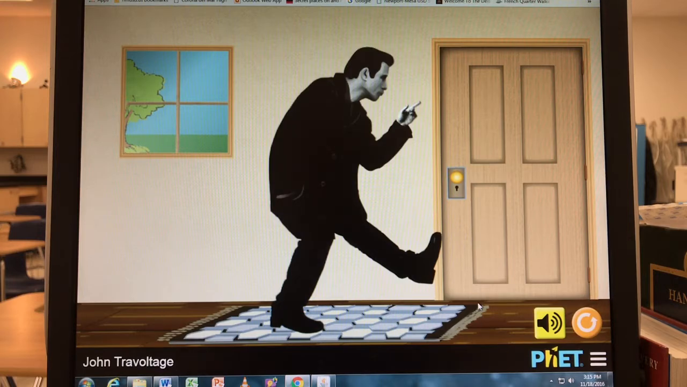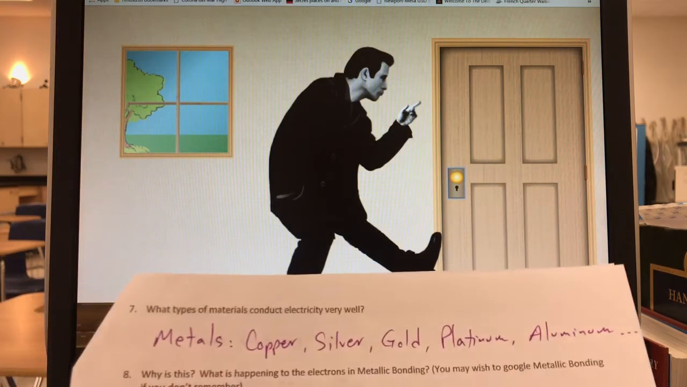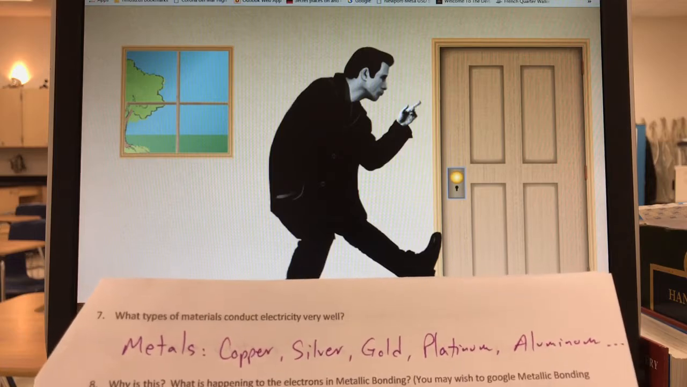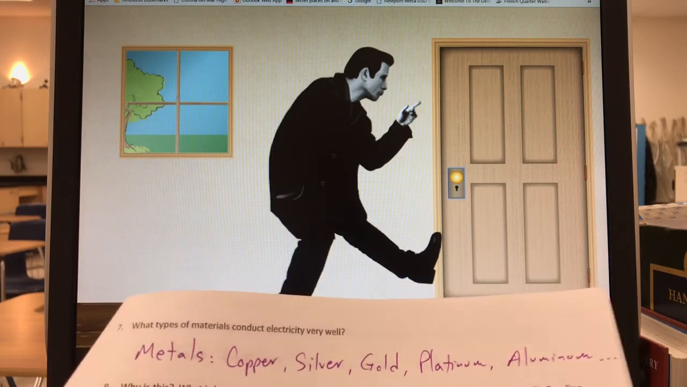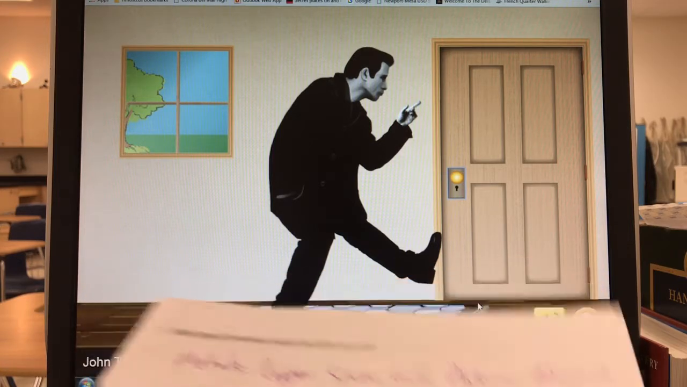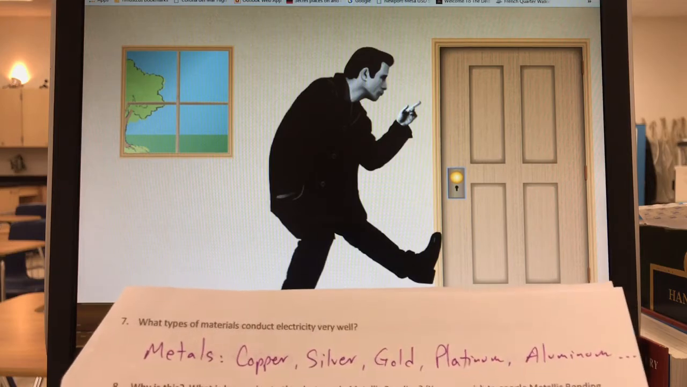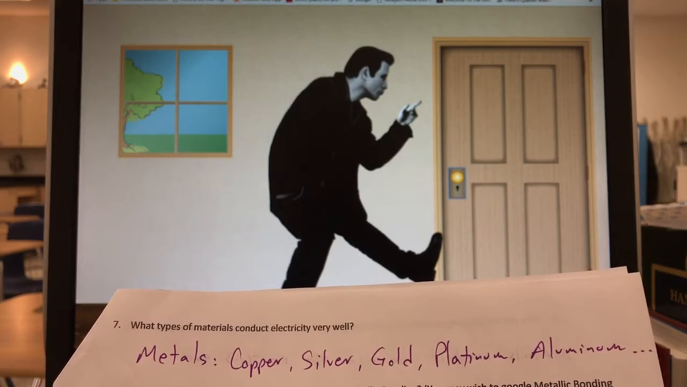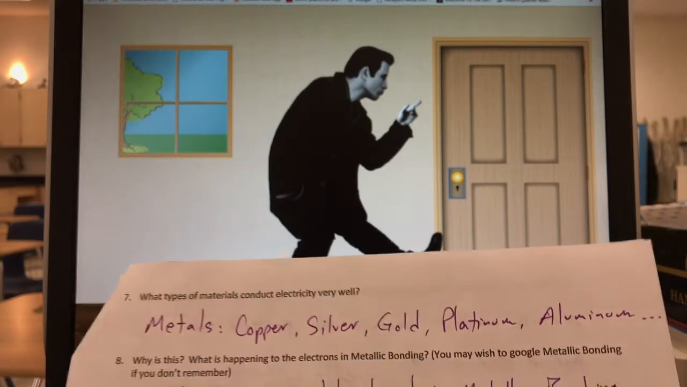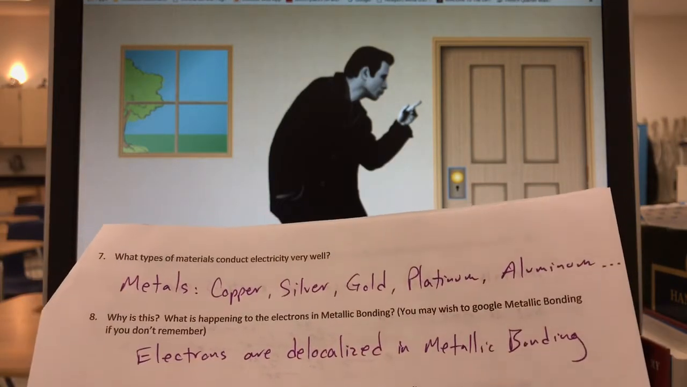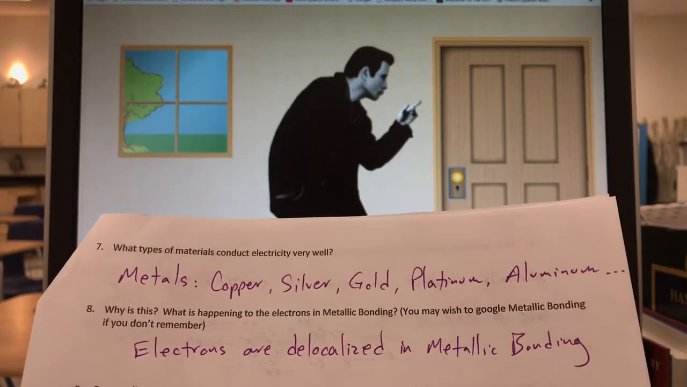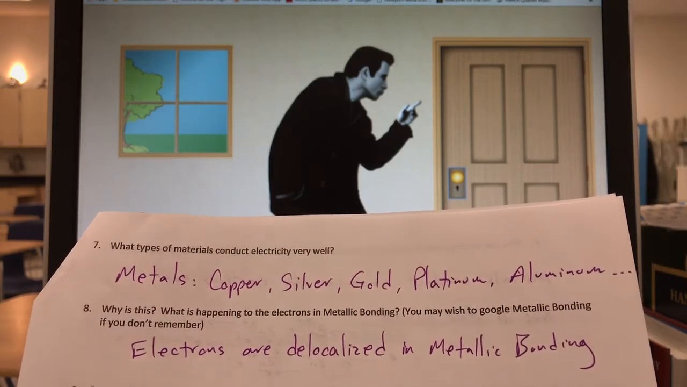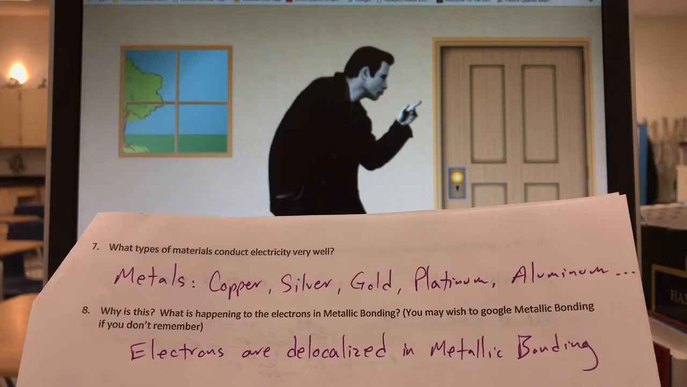So now on to 7. What types of materials conduct very well? Obviously, metals conduct very well: copper, silver, gold, platinum, aluminum. And number 8, why is this? So remembering back to metallic bonding, why is it that electrons go through metals very well? It's really because of the bonding type. Electrons are, remember that word, delocalized in metallic bonding. So in metallic bonding, the electrons are delocalized.